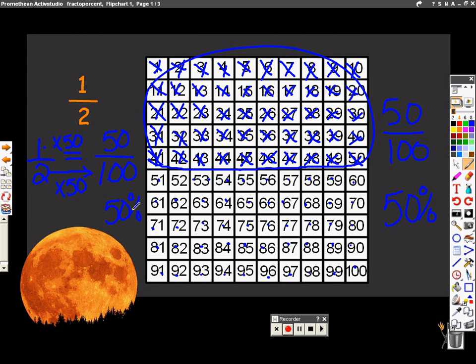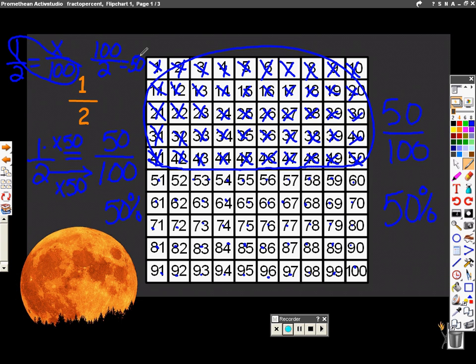I could have also, same one, I'm going to set up my proportion again. So 1 over 2 equals an X over 100. You cross multiply the numbers you know. So 1 times 100 is 100. And then you can divide by the number that's left over. Divided by 2 is 50. So 50%. Another way to do it.